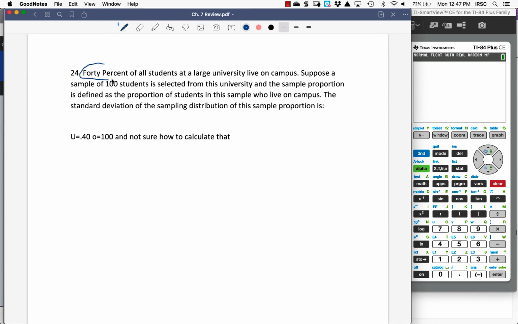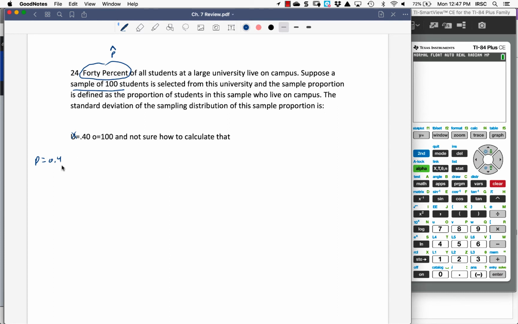40%. That's all we have to know that we're probably dealing with a p-hat type problem because of the proportion of all students at a large university who live on campus. Suppose a sample of 100. Okay, so p equals 0.4. It's p because the percent, it doesn't say anything about a mean or a median, so this is going to be a p-hat.